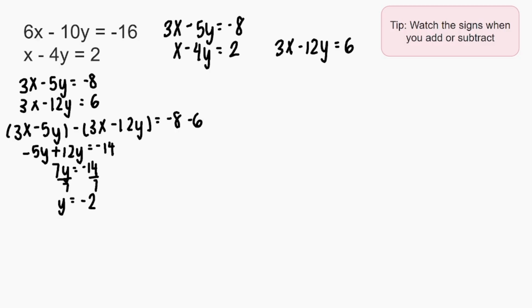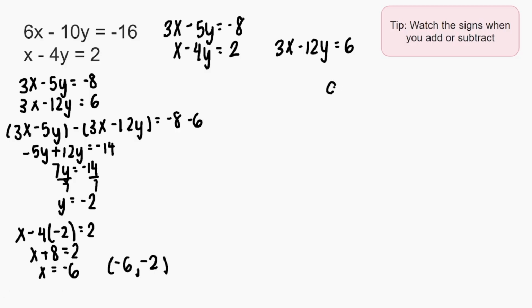Now, let's plug in negative 2 for y into any of the equations to get x. Let's do this one because it seems a little bit easier. So we'll do x minus 4 times negative 2 equals 2. We get x plus 8 equals 2. So x is equal to negative 6. Our answer is going to be negative 6, negative 2.